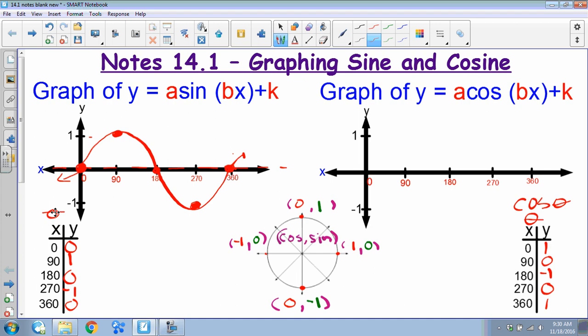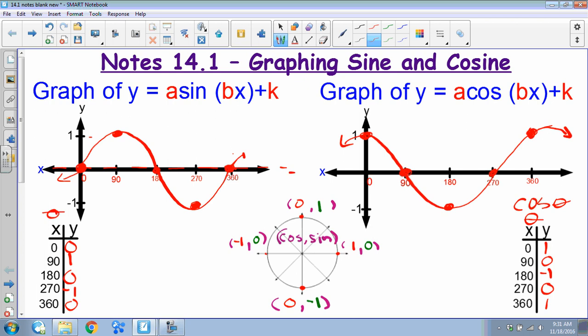along the same axis. Okay, so 0, 1, 90, 0, 180, -1, 270, 0, and 360, 1. And so, but it keeps going. Okay? It keeps going in both directions. But the cosine looks like a U. One wave. It starts at the high, goes all the way down to the low, and back up to the high. Okay? And the same transformations happen with cosine.